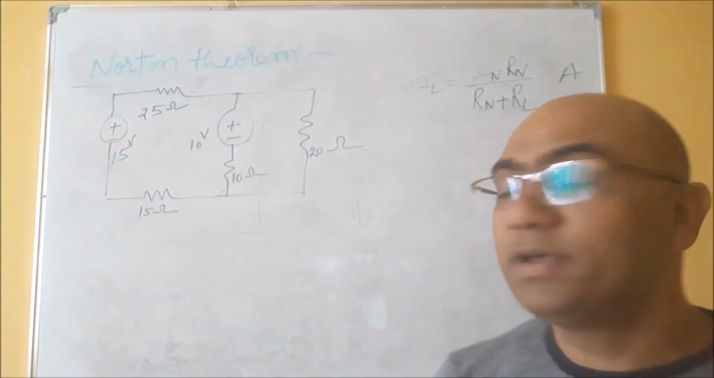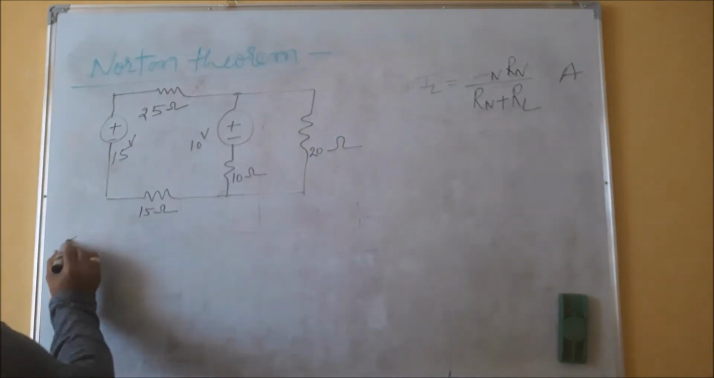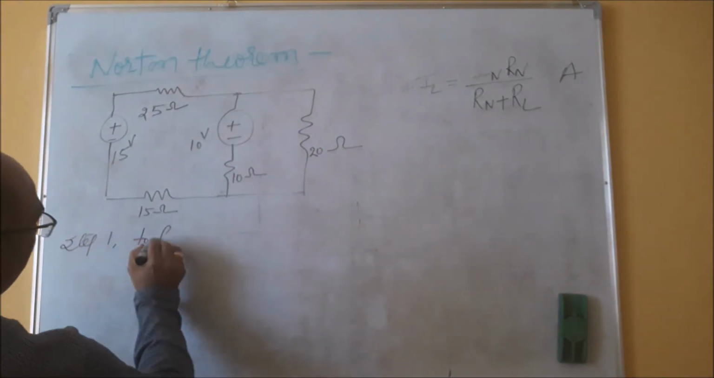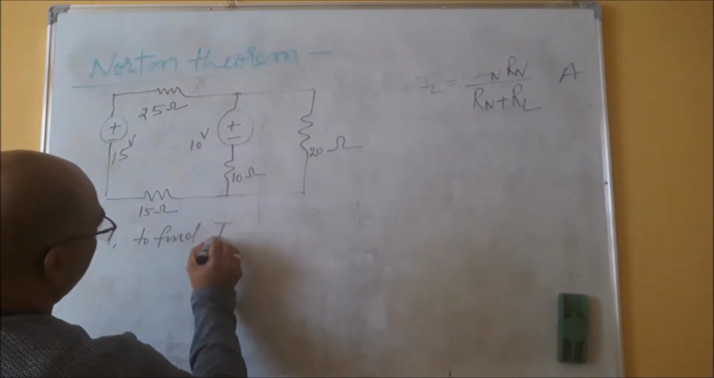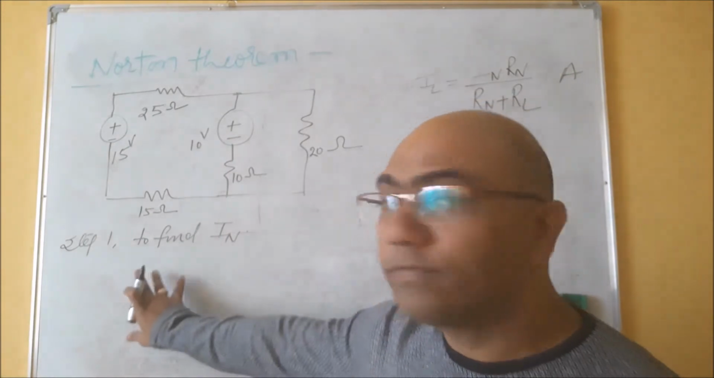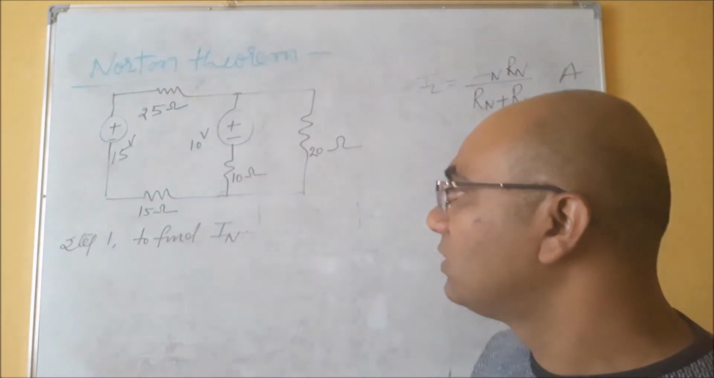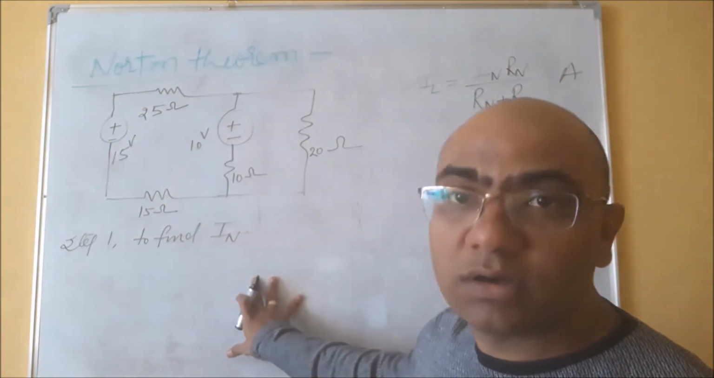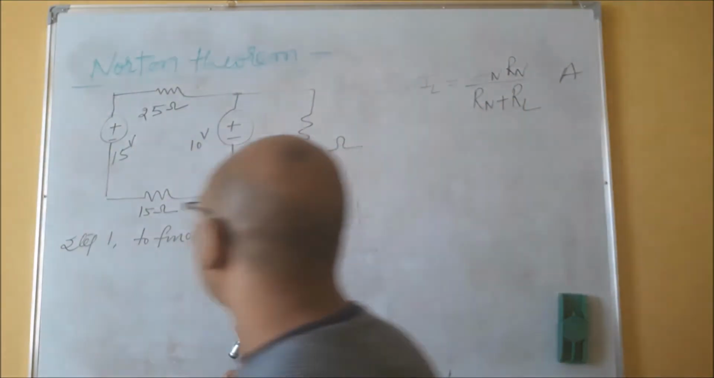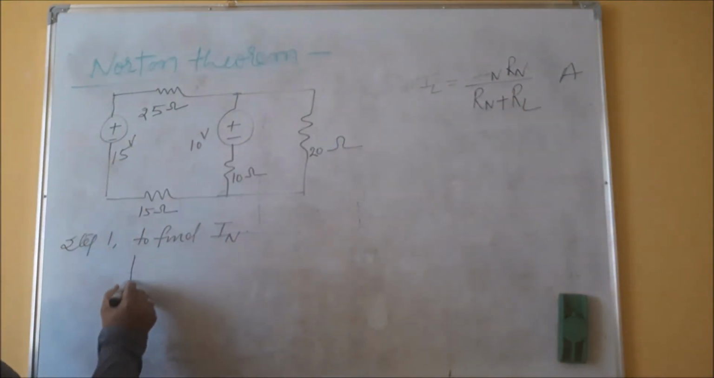So the first step is to calculate the value of IN. How can I do this? Simply, I'll draw an equivalent circuit for the Norton current. What will be the circuit?